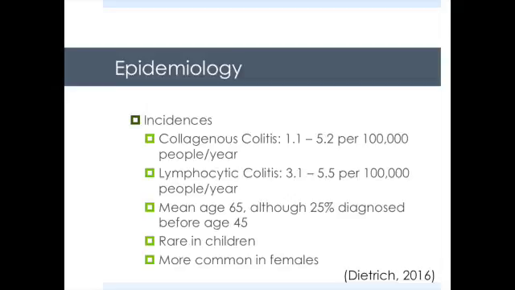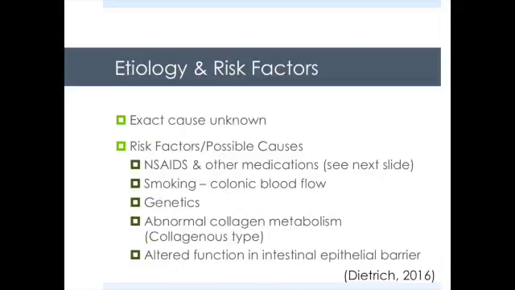Microscopic colitis is normally diagnosed around the age of 65, although about a quarter of patients are diagnosed before 45. This disease is rare in children and is seen more commonly in women. The exact cause of microscopic colitis is still unknown, although it is believed to be related to NSAID use and use of certain medications. Smoking may also contribute, as smoking affects the blood supply to the colon through vasoconstriction. It may also be related to genetics, abnormal collagen metabolism, or an alteration in the function of the intestinal epithelial barrier.